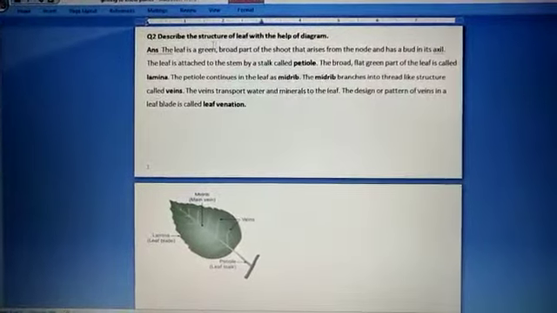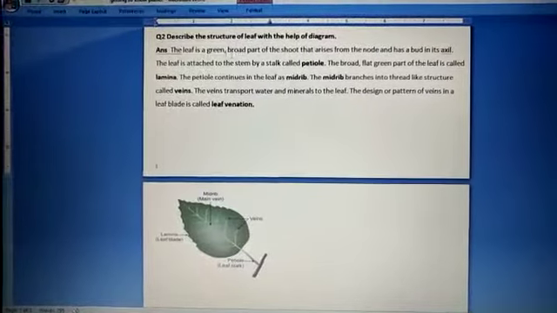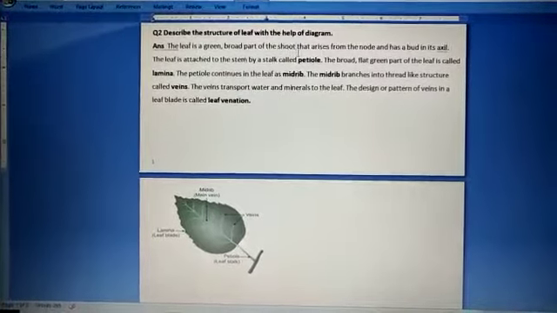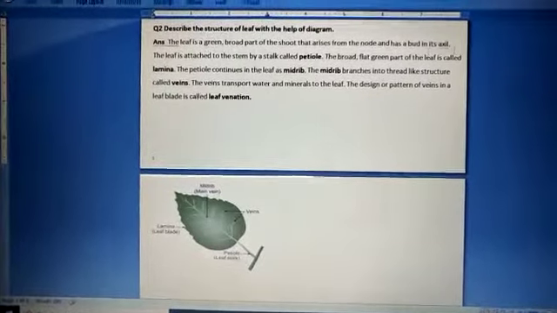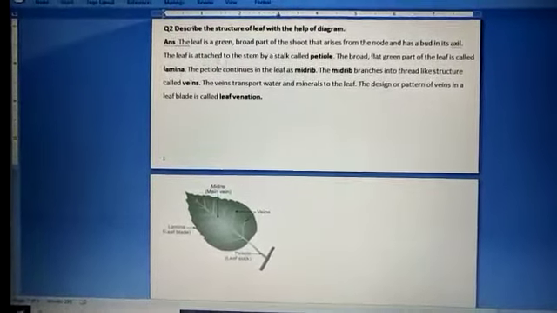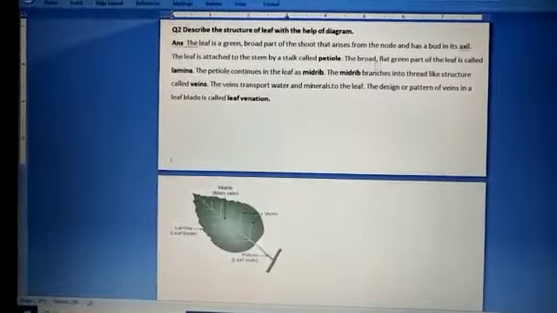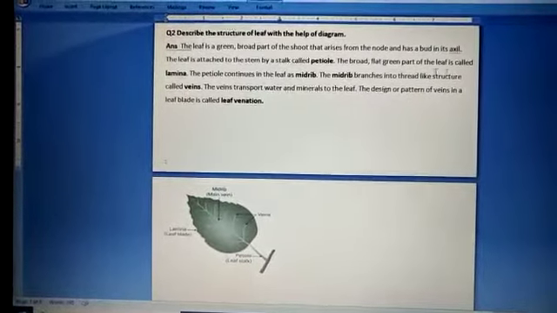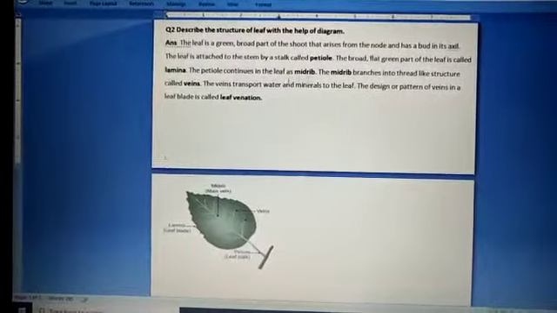Describe the structure of a leaf with the help of a diagram. The leaf is a green broad part of the shoot that arises from the node and has a bud in its axil. The leaf is attached to the stem by a stalk called the petiole. The broad flat green part of the leaf is called the lamina. The petiole continues in the leaf as the midrib.